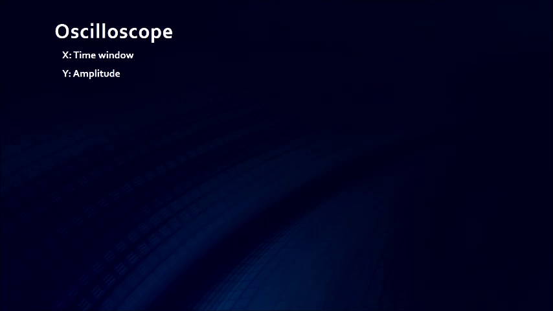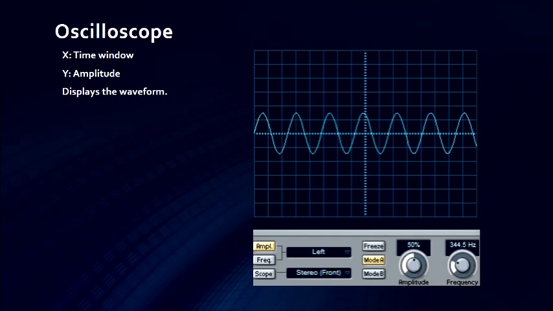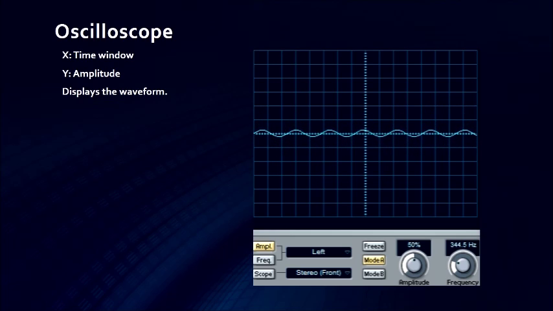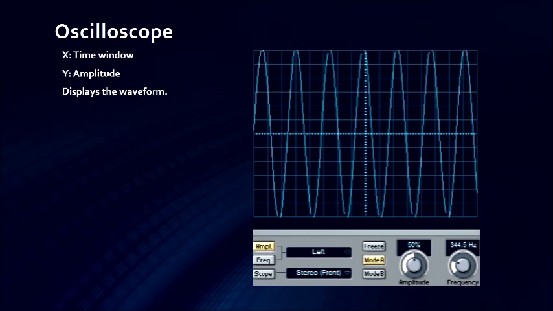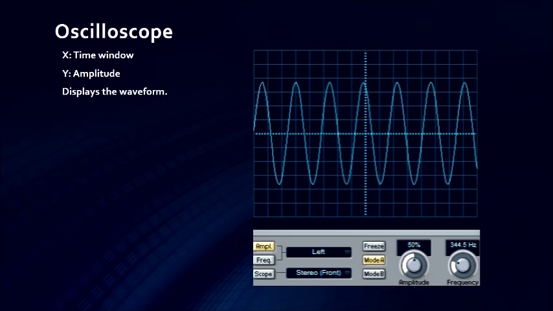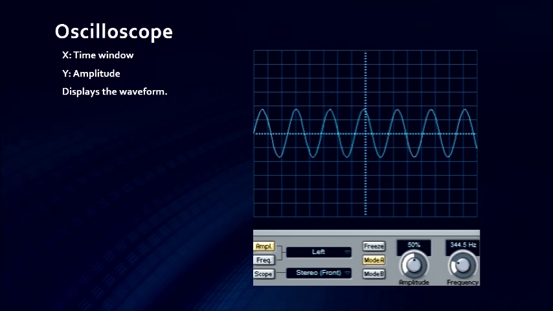The first type of representation is an oscilloscope, in which the x-axis shows the time window and the y-axis the amplitude, which displays the waveform. You can see the waveform on the right. Here we will see the variation of amplitude as it diminishes and as there is an amplitude gain. Notice the frequency remains constant. And now we shall see a variation in frequency with the amplitude constant.